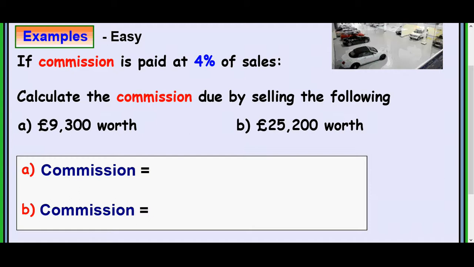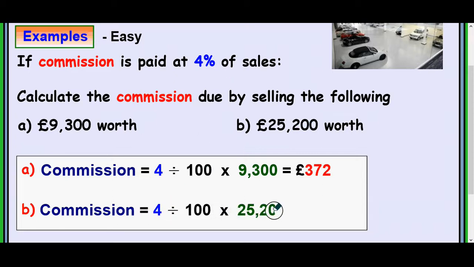£9,300 worth of sales. So we talked about percentage in the last lesson. 4 divided by 100 times 9,300, and your commission would be £372. That would be your kind of bonus, if you like. Now just do this as calculator work. Write it down like that, but type it into your calculator. And the next one, obviously if you're selling more, you're going to get a bigger bonus. So 4% of 25,200, same idea, and this time we're getting £1,008.